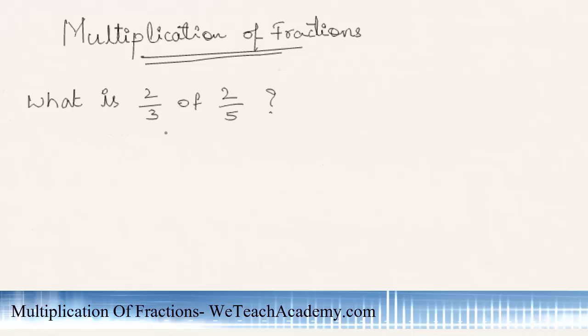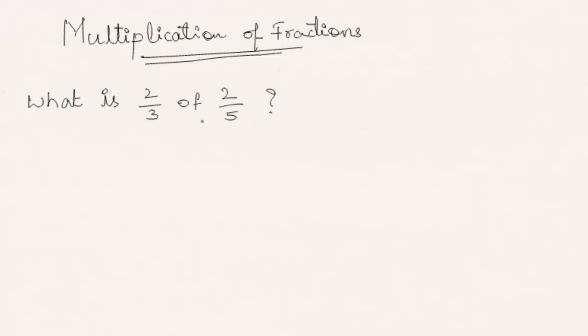So in this presentation, let us learn the multiplication of fractions. So what is 2 by 3 of 2 by 5? In fractions, this "of" represents multiplication, which is nothing but 2 by 3 multiplied by 2 by 5.